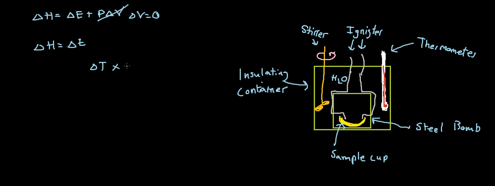delta T times the specific heat. I forgot what the abbreviation for specific heat was. SH is going to be specific heat. And the specific heat of each bomb calorimeter is different. Well, obviously not if they're made by the same company, but in general they have different values. It'll be written on the back or on the bottom somewhere.